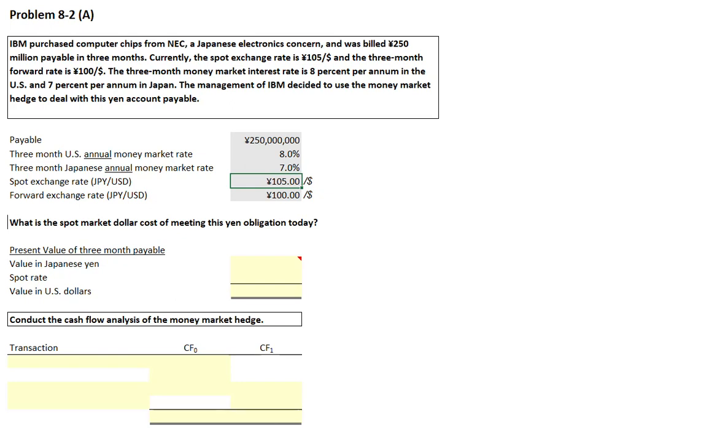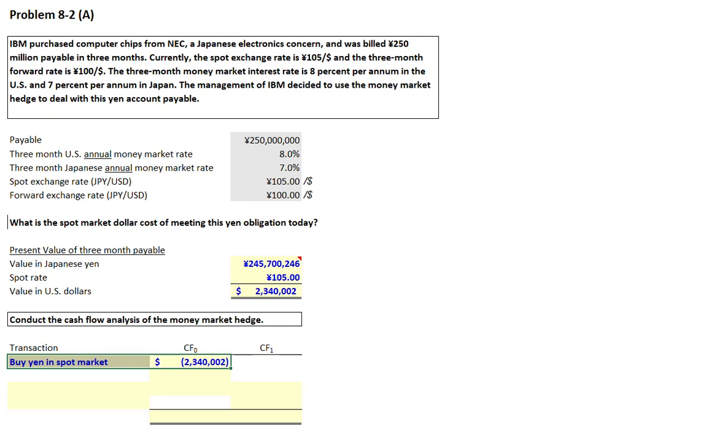The first step is we need to find out the present value of our yen obligation. So we owe 250 million yen in 3 months. What's the present value of that? We simply take the 250 million and discount it back at 7% for 3 months, and we find the present value of that is 245 million yen. If we were to convert that today at today's spot rate of 1.05, that means we would need to set aside or spend 2,340,000 US dollars today. So that's our first step in our money market hedge.